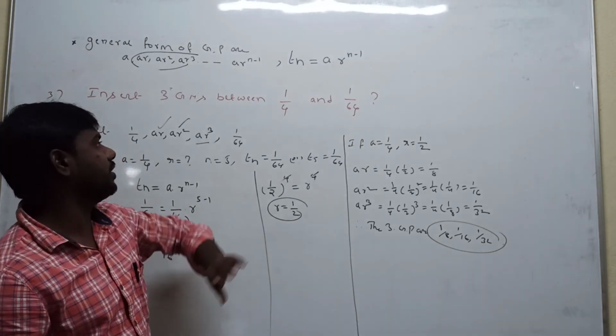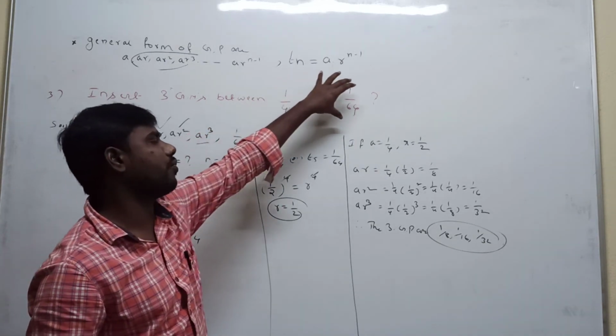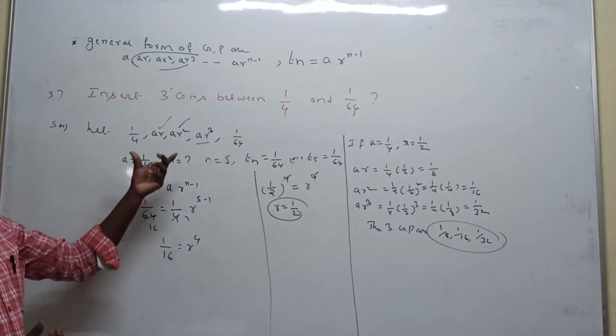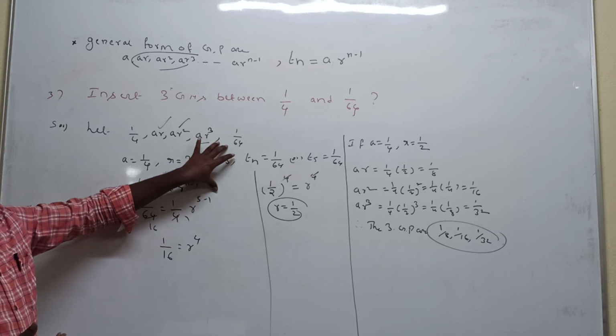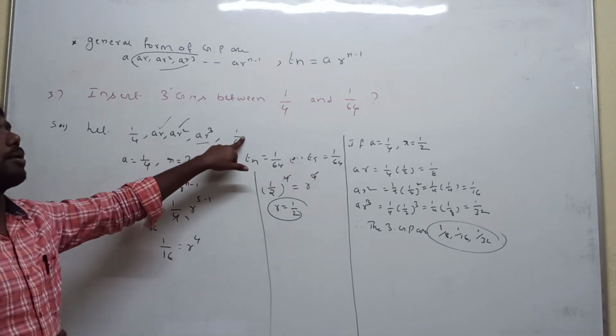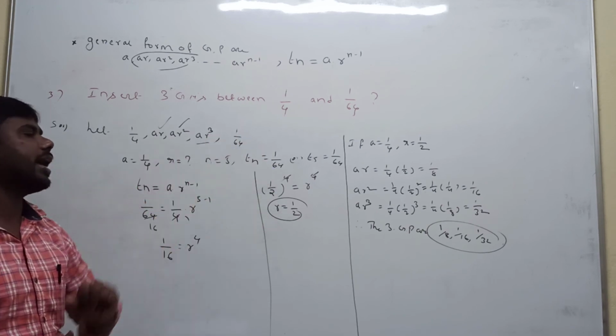Why are they asking to insert between 1 by 4 and 1 by 64? In between we have to insert 3 geometric means. So how many elements are there in total? 5 elements. That's why n is equal to 5. First term value is 1 by 4. Last term, the fifth term value, is 1 by 64.